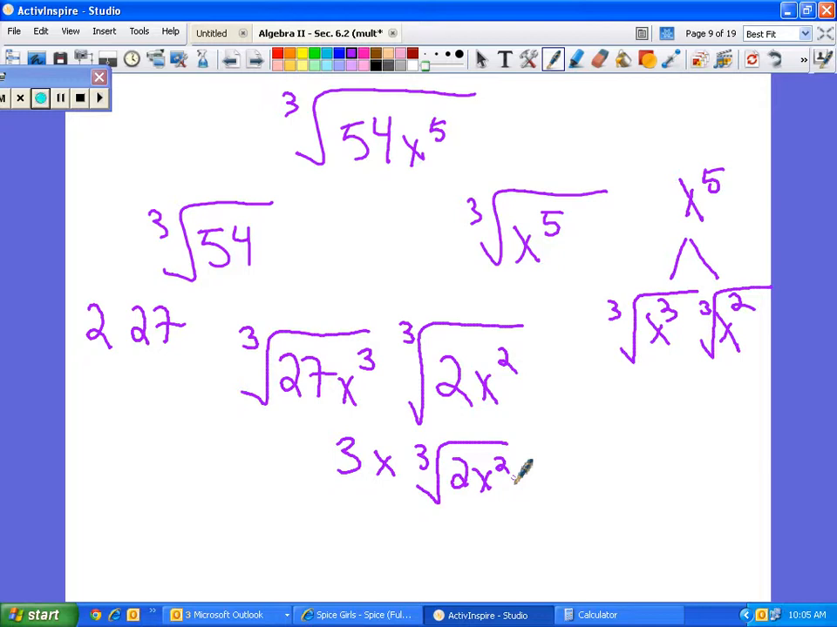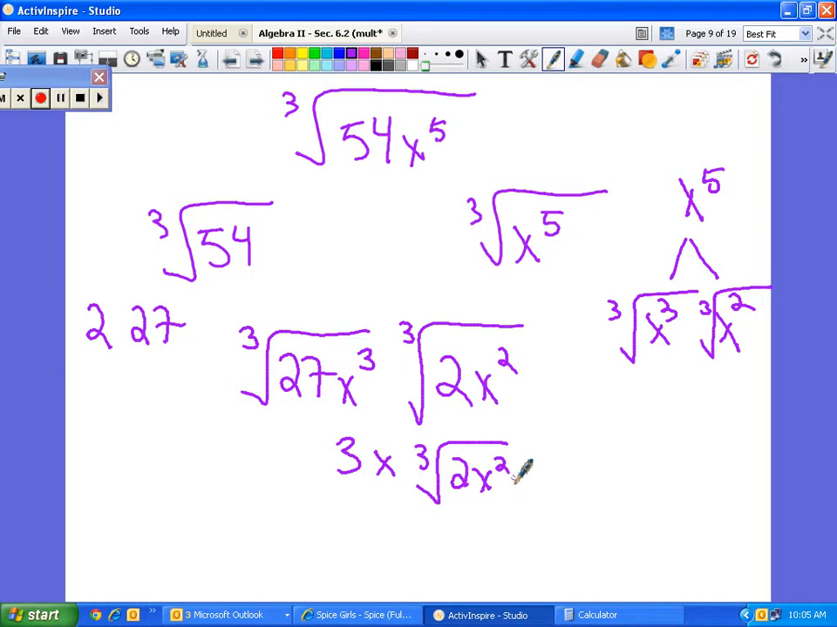Okay, now, Josue, ask your question. Give me a second. Why did you put the x to the 3rd and x squared there? Where did I put it? You put it right there next to 27 and the 2, and I know it had to do with the x to the 5th. Because just as I broke up my 54 into a perfect cube and a non-perfect cube, 27 is a perfect cube, 2 is not, I break up my exponent, my x to the 5th, into a perfect cube and a non-perfect cube.